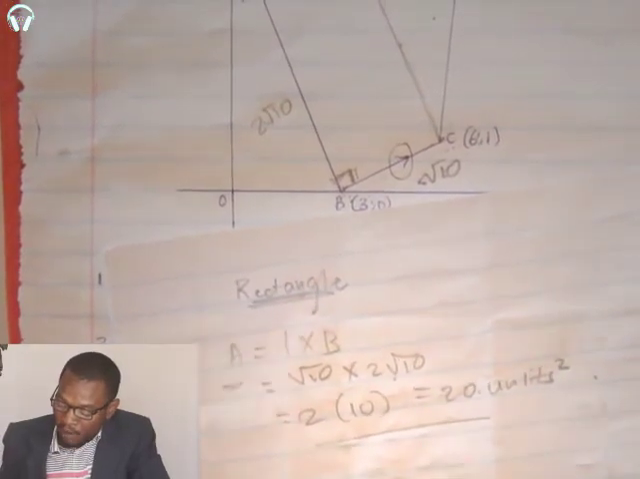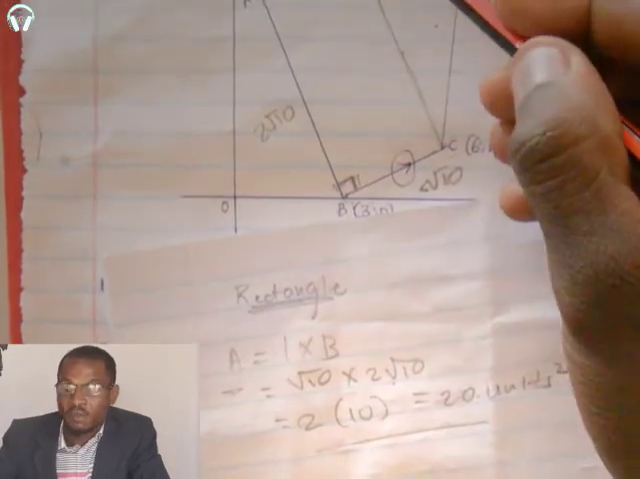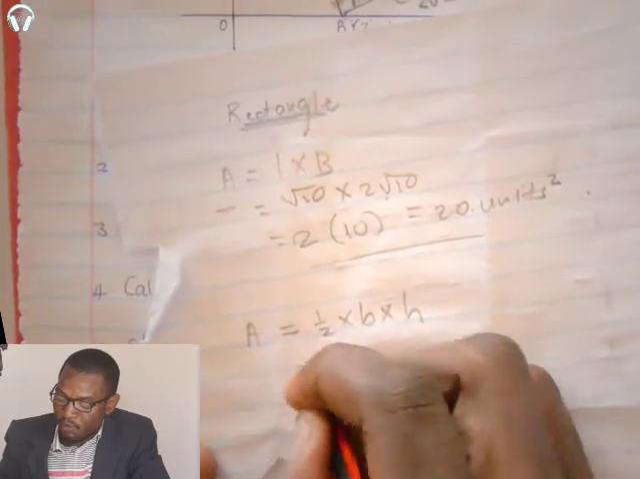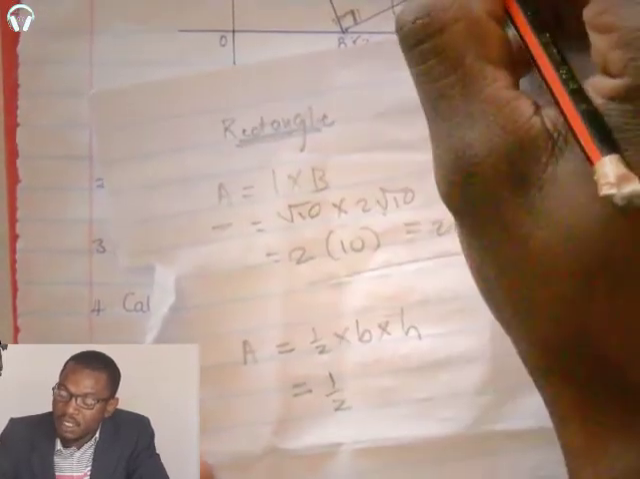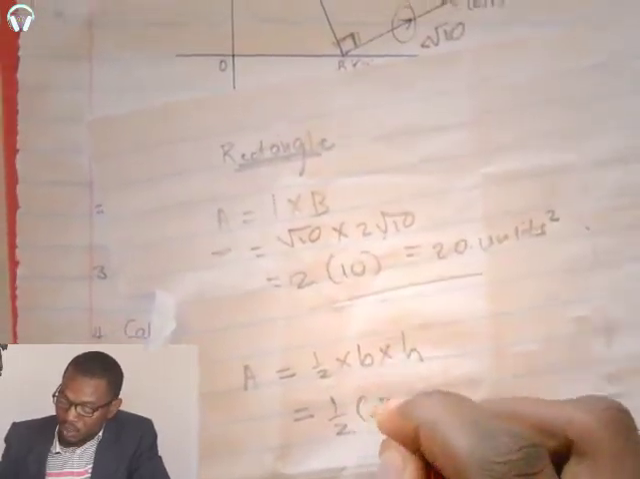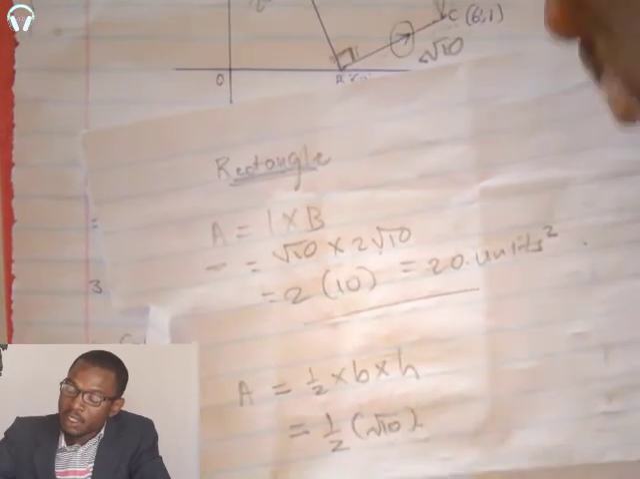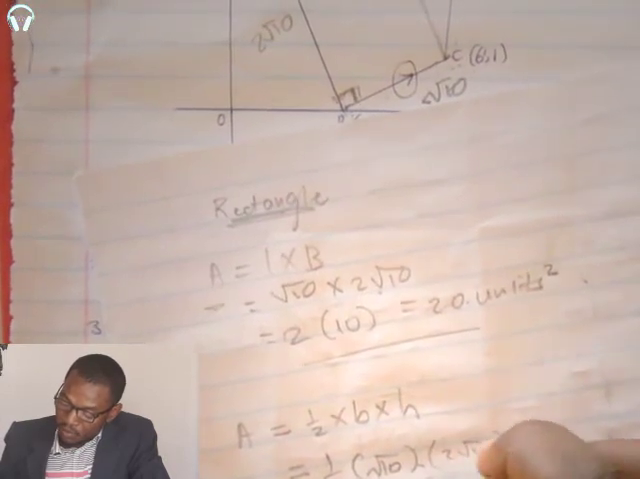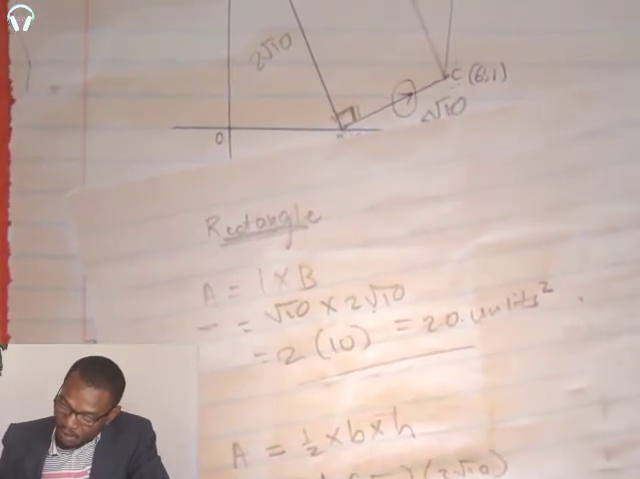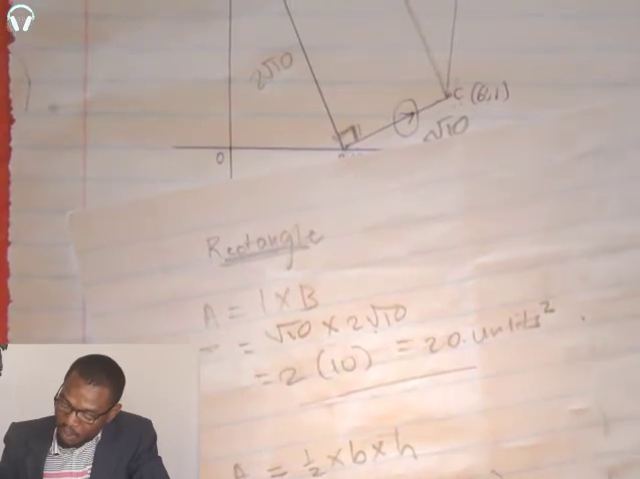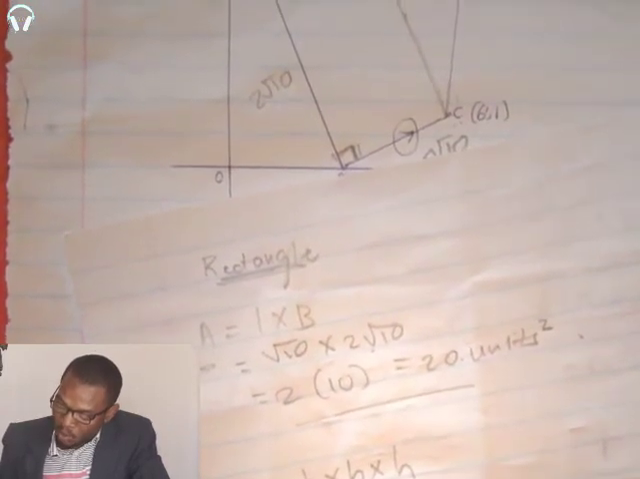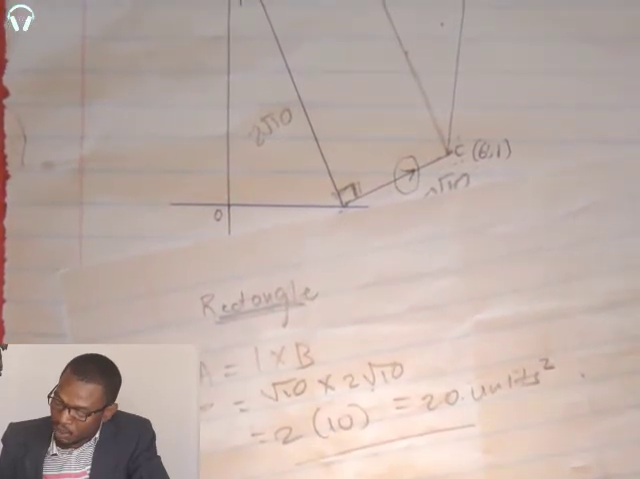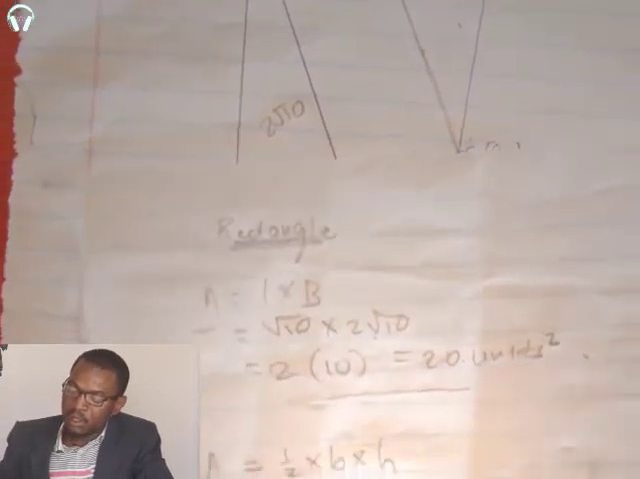Now for the area of the triangle. The area of the triangle is half base times height. That's the general formula. Half the base is the root of 10. And my height is 2 the root of 10. So I have root of 10 multiplied by root of 10, it becomes 10. I have 2 multiplied by half, it becomes 1. So the area of my triangle is 10 squared units.